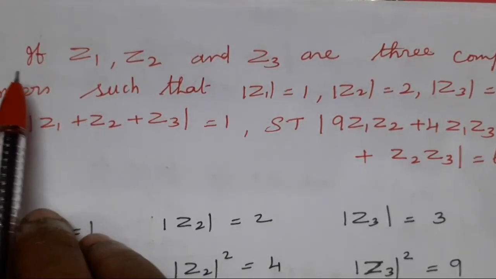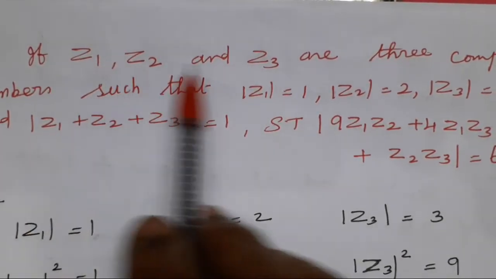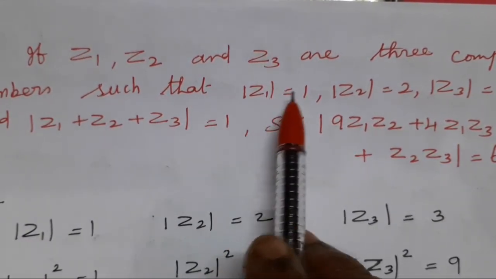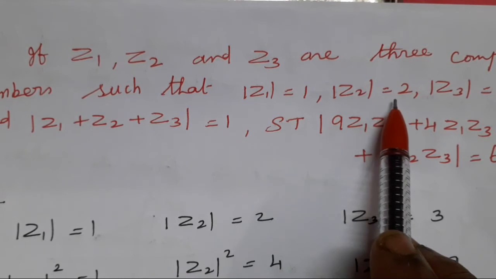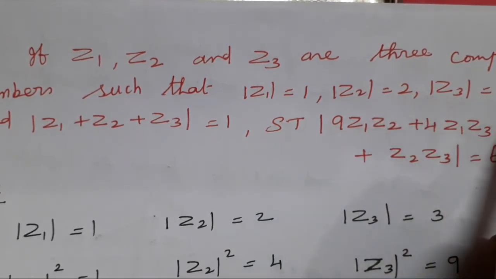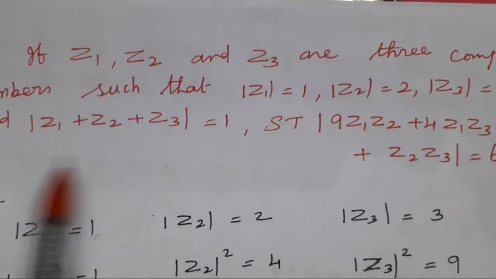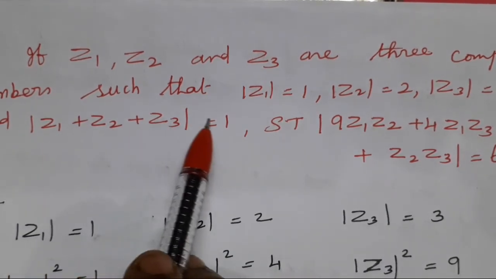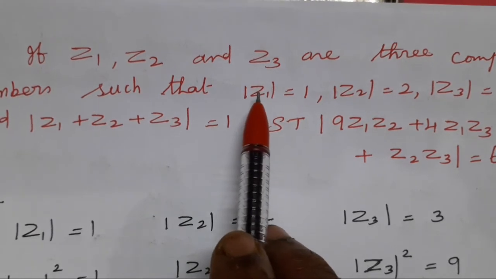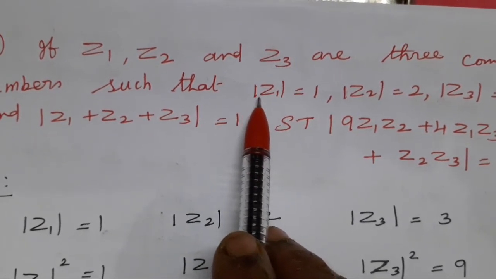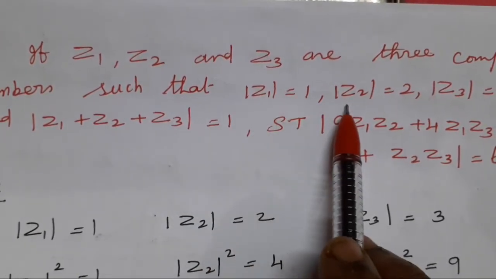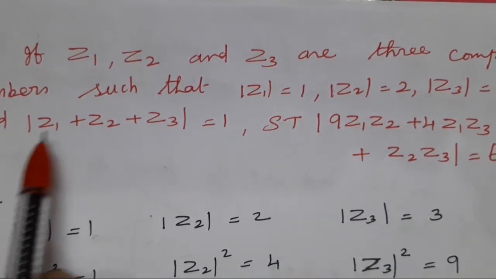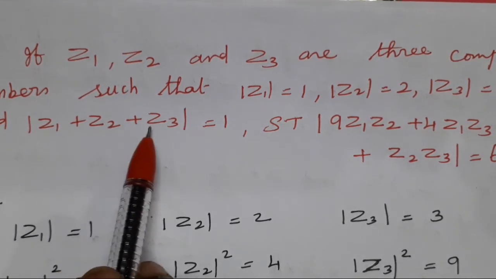See question number 7. If z1, z2 and z3 are three complex numbers such that modulus of z1 equal to 1, modulus of z2 equal to 2, modulus of z3 equal to 3. The question itself gives these values, and also modulus of z1 plus z2 plus z3 equal to 1.